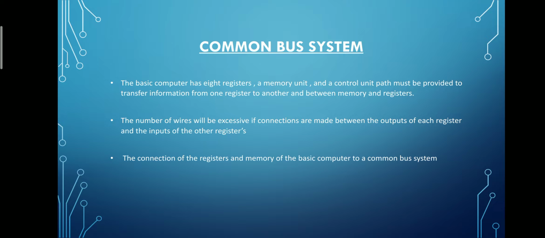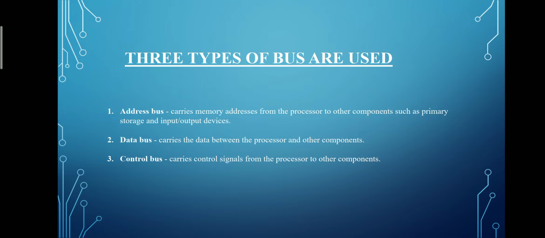common bus. There are types of buses here: address bus, data bus and control bus. Address bus shows the address of the memory, where it's getting processed. Data bus carries the data to the processor and the other components. Control bus carries the control signals from the processor to other components. Everything is under signals, controls and information only.